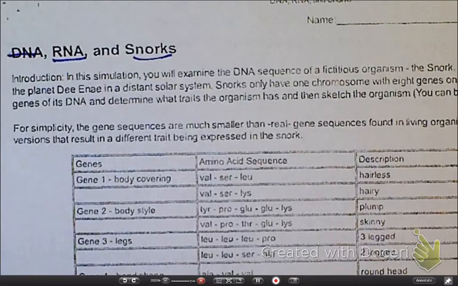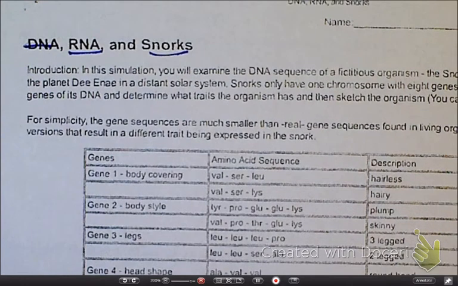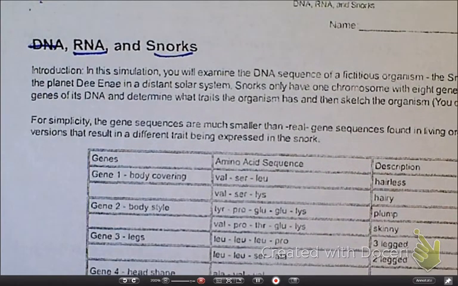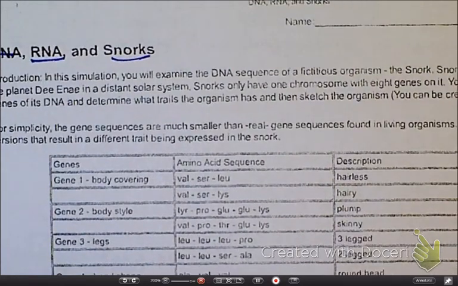All right, hey class, I'm going to talk to you for a sec about your assignment today: DNA, RNA, and snorks. This assignment is going to have you translate RNA sequences and create little snorks, which you can imagine as underwater smurfs, in today's lesson. So let's take a look at this big chart you have in the middle of your paper.